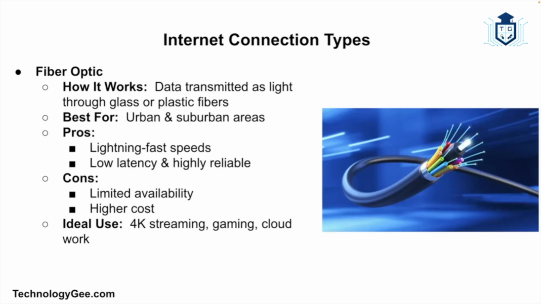How it works is it uses thin strands of glass or plastic to transmit data as light. And where it shines is it is most useful in urban and suburban areas with modern infrastructure. Its pros: it offers super fast download and upload speeds, low latency, and it is extremely reliable. Its cons: it's not available everywhere, and it can be pricier, but it is worth it if you need speed. And this is good for streaming 4K content, gaming, remote work, cloud backups, and pretty much anything.